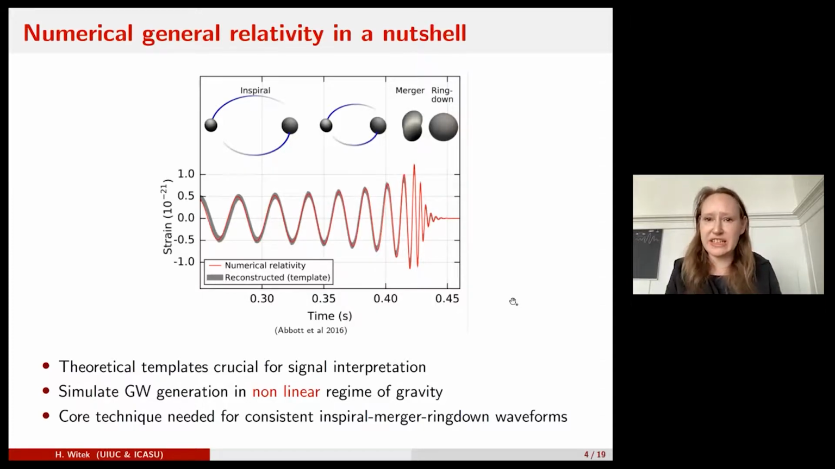Good. And before I go actually to beyond GR, let me just give you a one slide overview. What are the key ingredients in numerical relativity? I know that Harald is going to give a talk later in this meeting, so I will only focus on the basic ideas and then move on to numerical relativity and extensions of GR.